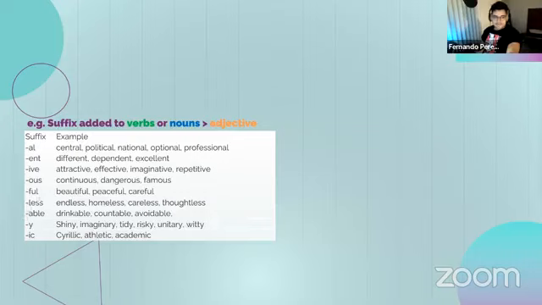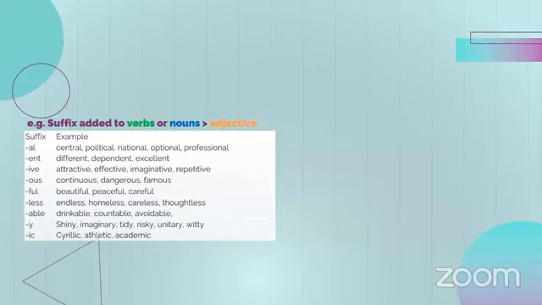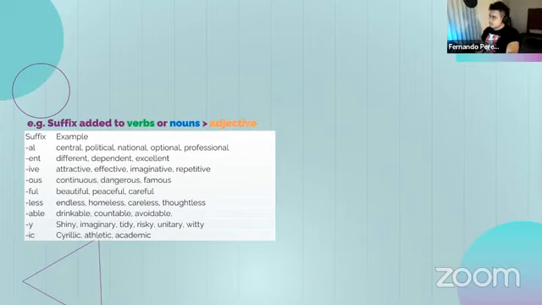The next one. Able. Rafa. Drinkable, countable, and avoidable. Many people commit the mistake to say able. Don't confuse the adjective able versus the suffix able.